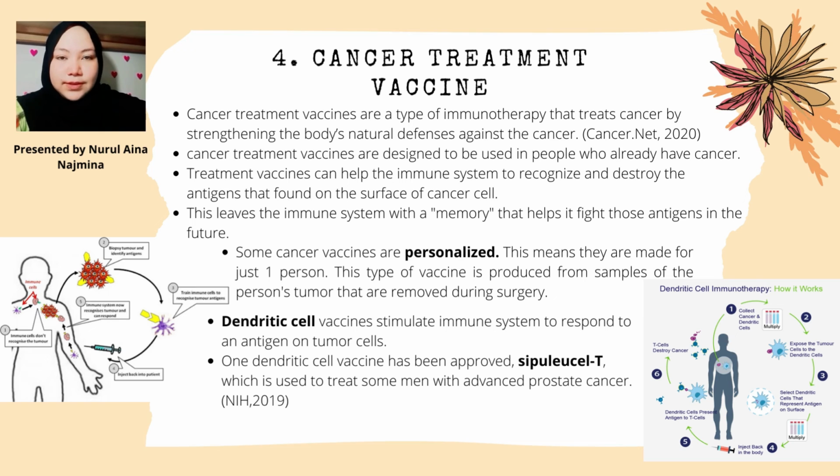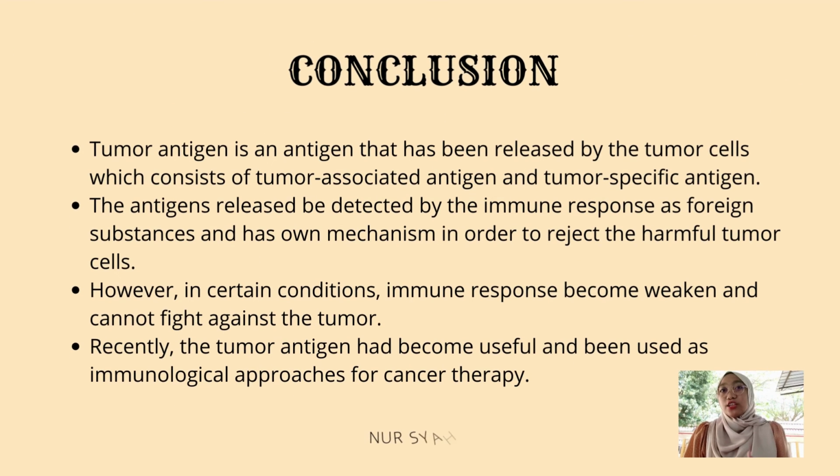In conclusion, a tumor antigen is an antigen that has been released by the tumor cell, which consists of tumor-associated antigen and tumor-specific antigen. The released antigen is detected by the immune response as a foreign substance, and the immune system has its own mechanism to reject the harmful tumor cells. However, in certain conditions, the immune response becomes weaker and cannot fight against the tumor. Recently, tumor antigens have become useful and have been used as immunological approaches for cancer therapy.